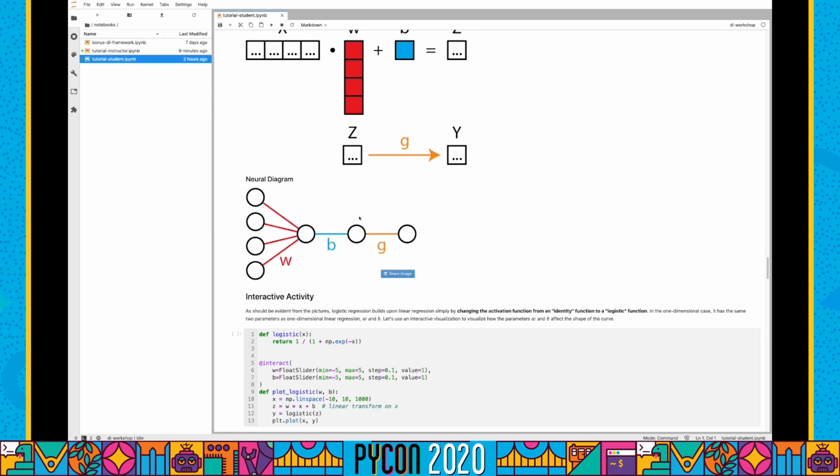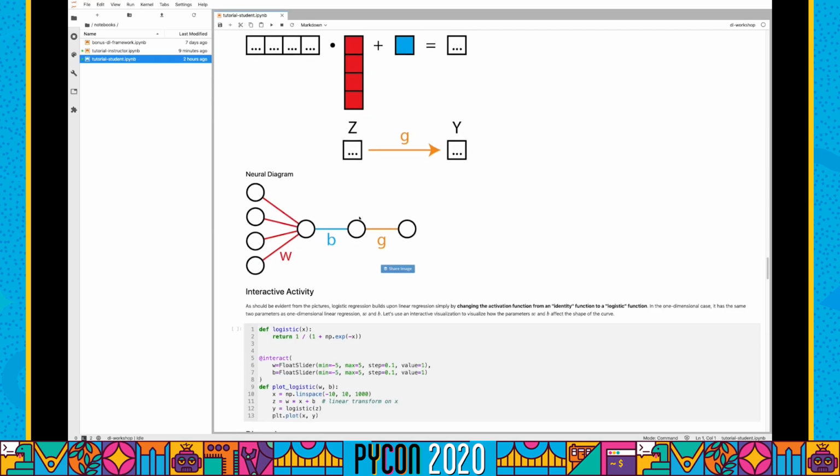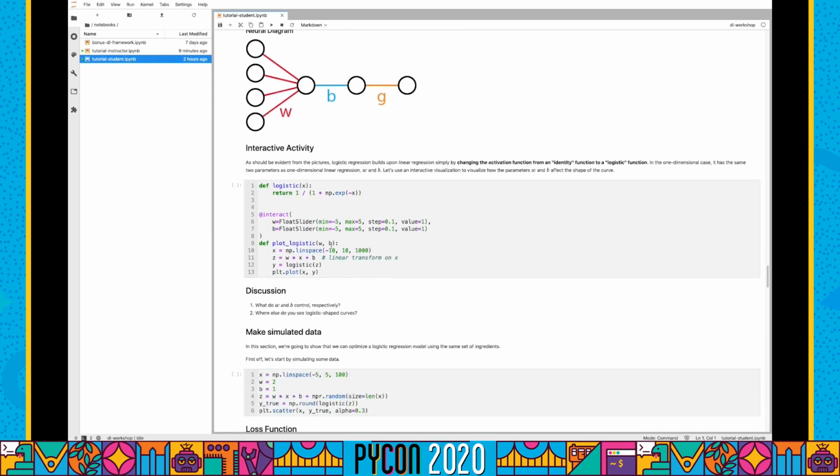Let's now do an interactive activity with the logistic regression function. Execute the cell below, and you will be able to explore how the logistic curve changes as a function of w and b.